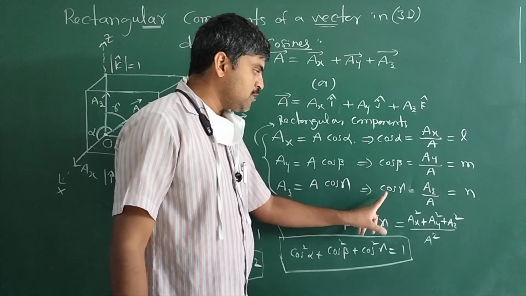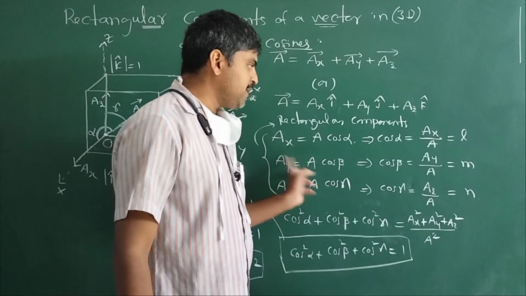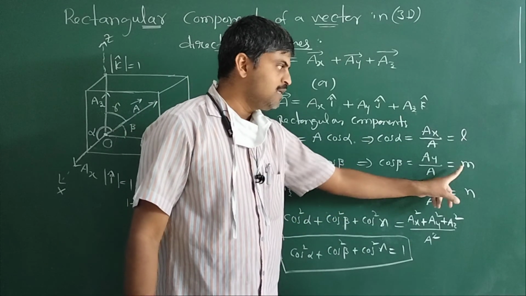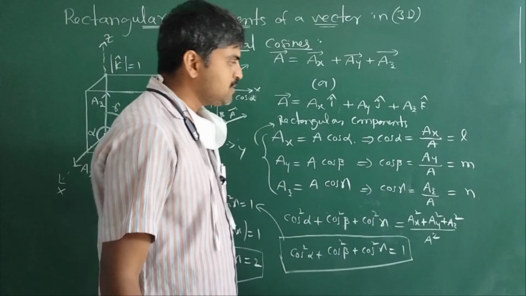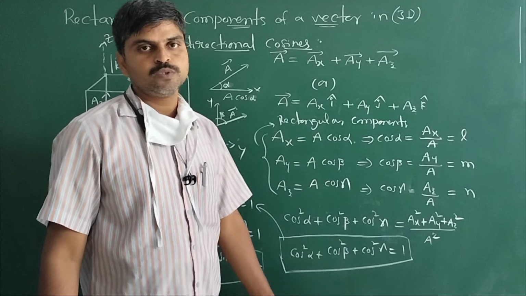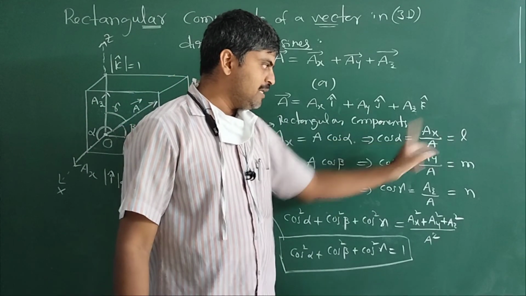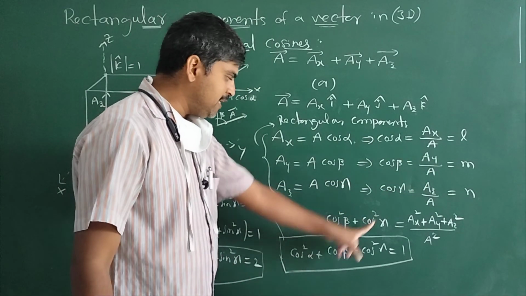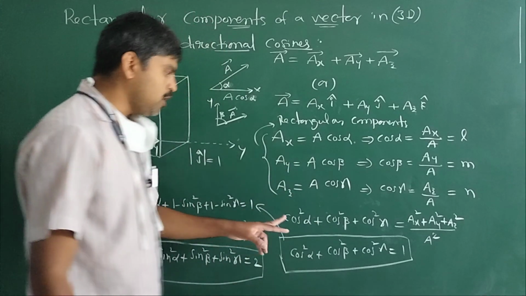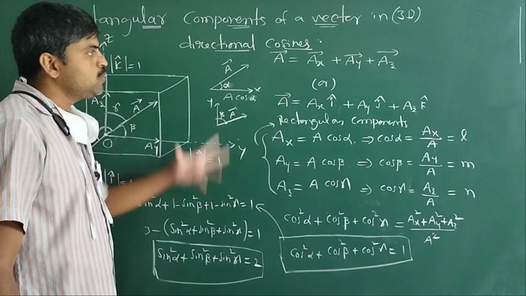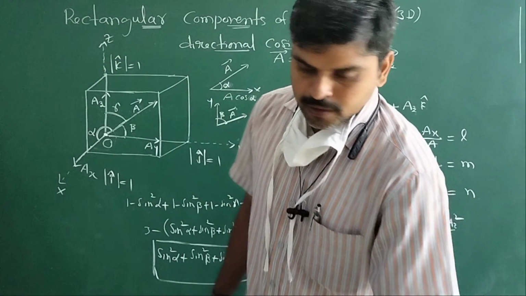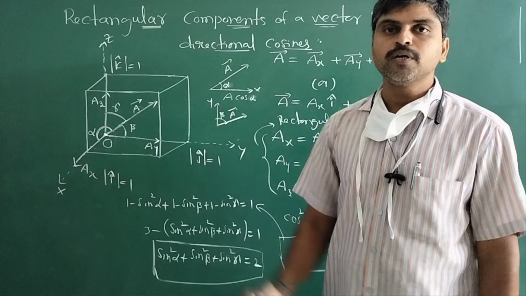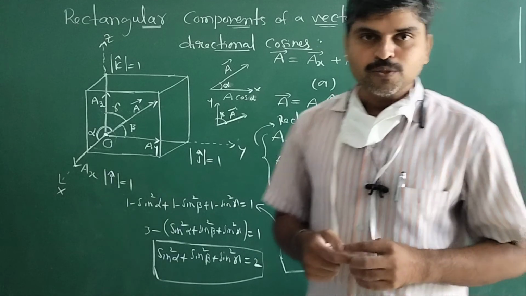From this, cos alpha, cos beta, cos gamma are ax by a, ay by a, az by a. To combine these, cos alpha we can call L, cos beta M and cos gamma N. Sometimes questions are based on these too. Squaring and adding gives the cosine relation, and then we get the sine relation. So this is a very important topic: resolution of a vector in three dimensions, or rectangular components of a vector in three dimensions. Okay, thank you very much everyone.